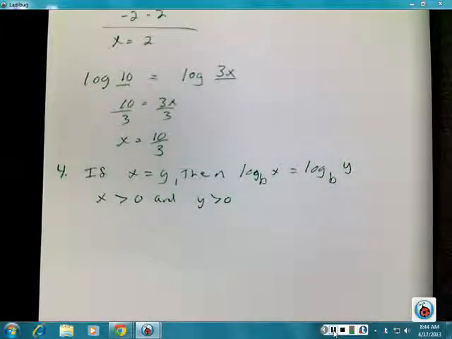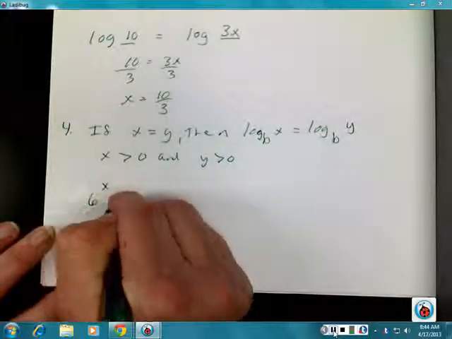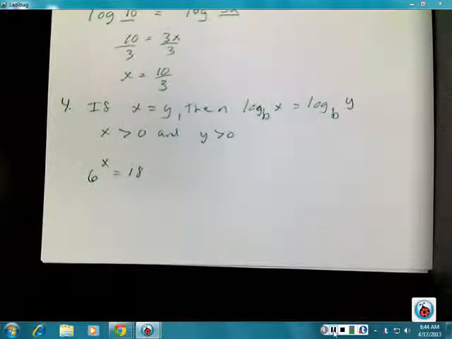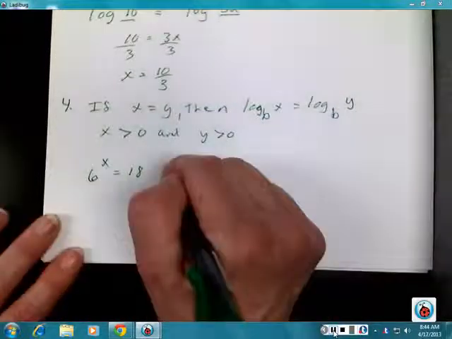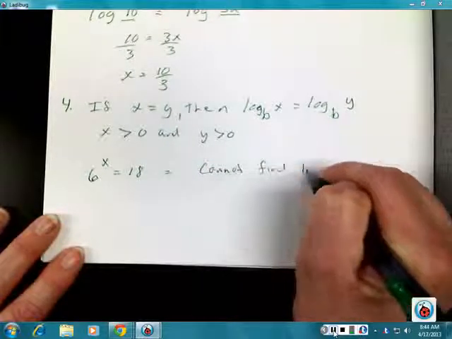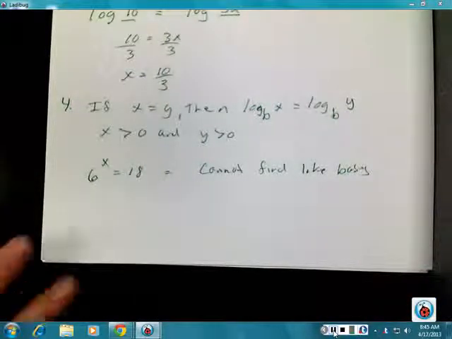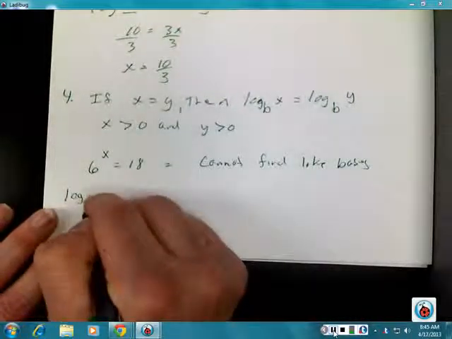And where we use that one is if we have something like 6 to the x power is equal to 18. If you have 6 to the x power equals 18, can I do that one? Can I ever get 18 to look like a 6? Okay, so you use it when you cannot find like bases. So if I can't find a like base, then I can use this property to help me out. So I can put a log in front of each of these.